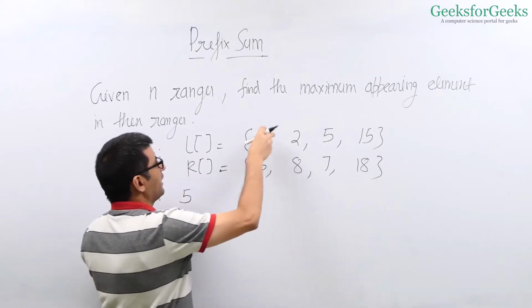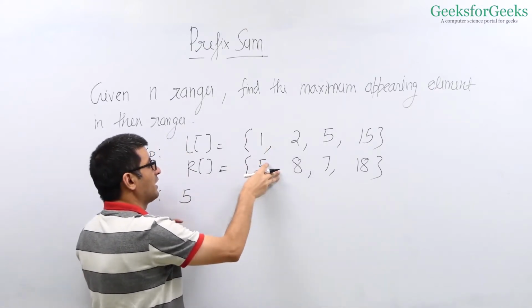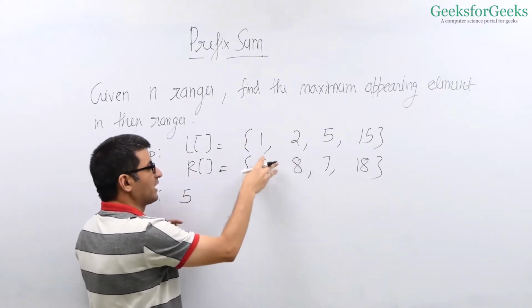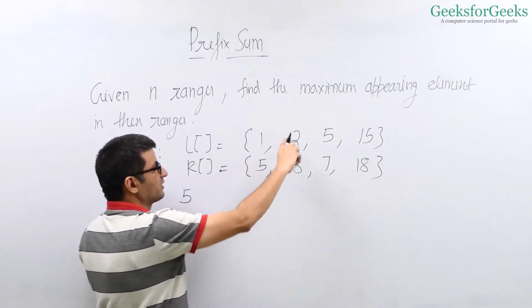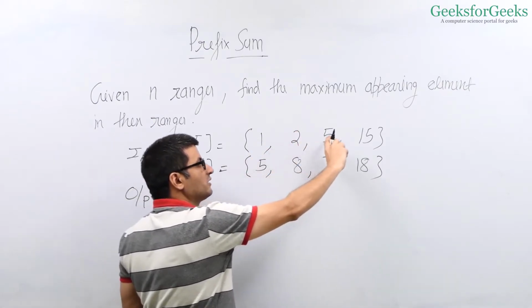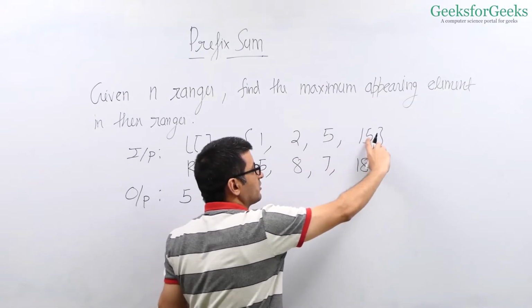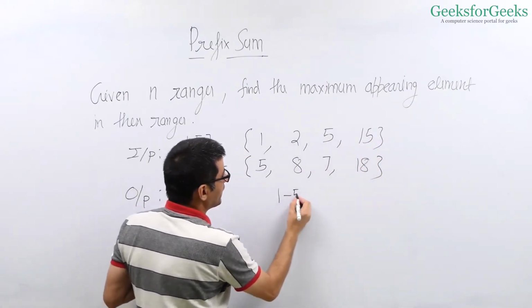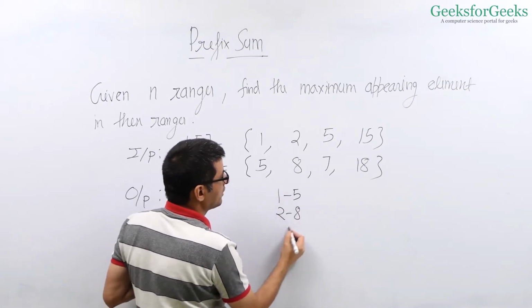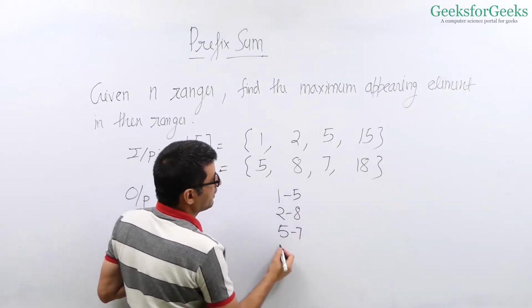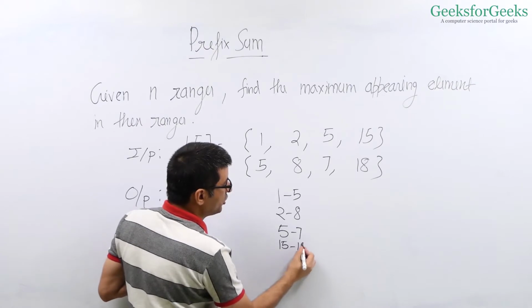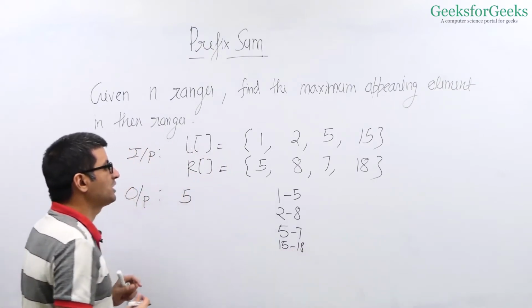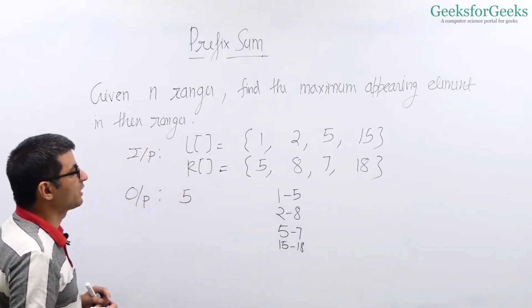So this Li and Ri, or L0 and R0, together represent a range. The ranges are 1 to 5, 2 to 8, 5 to 7, 15 to 18. We may assume that Li is going to be smaller than or equal to Ri.